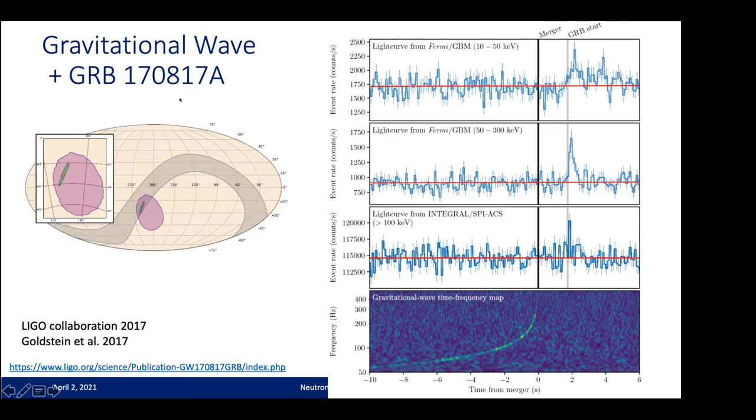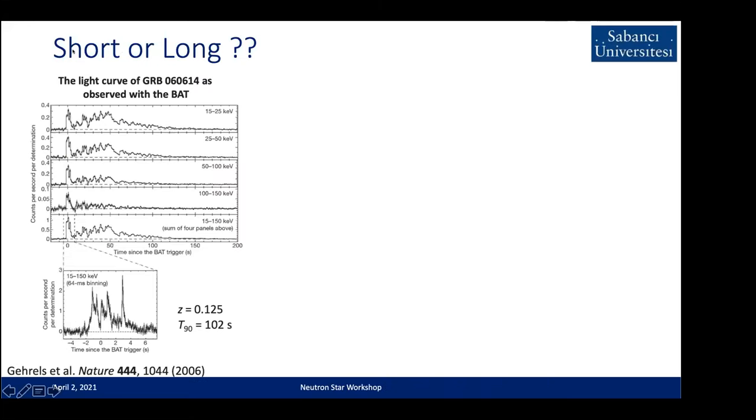And there is a lot of effort trying to detect another one, and also to do offline searches, trying to find similar, less energetic short GRBs like this and match them to the gravitational wave data. And as I mentioned, there are short GRBs with some extended emission, or maybe they are long GRBs, we don't know. This one in 2006 was observed, and it was the first case where we observed something really puzzling.